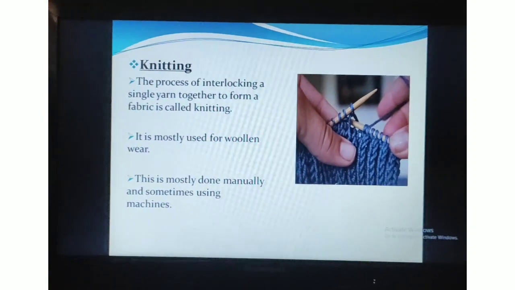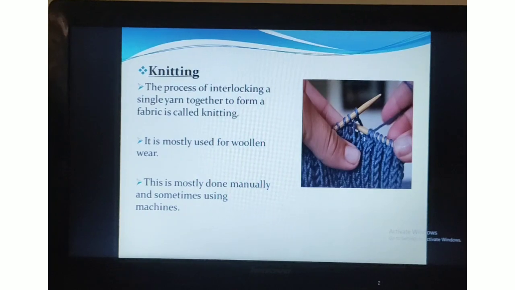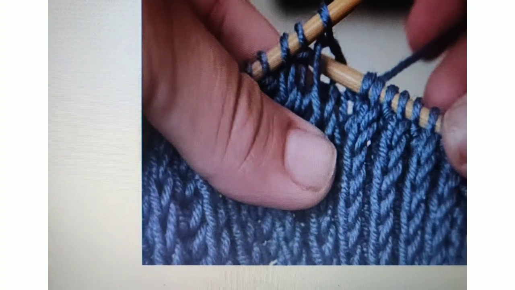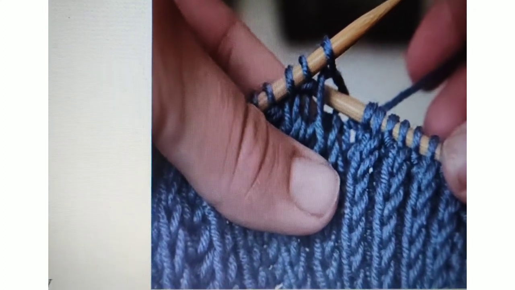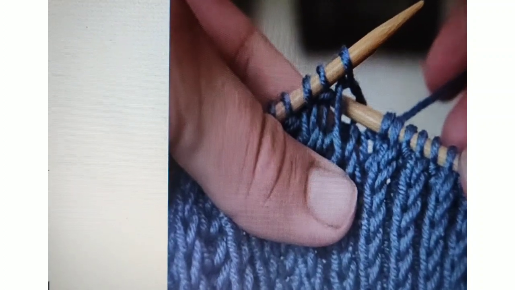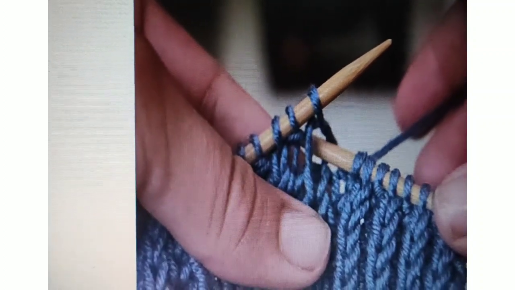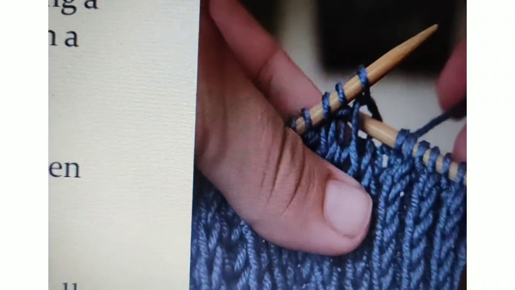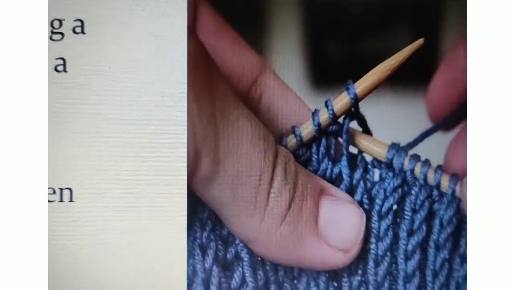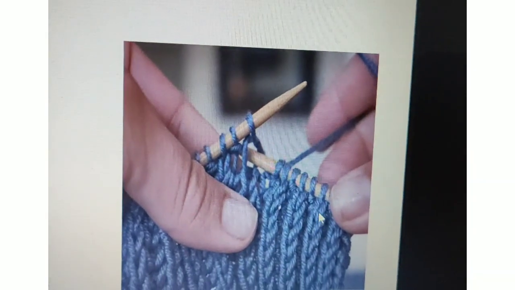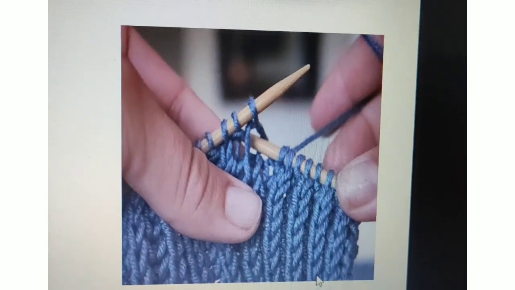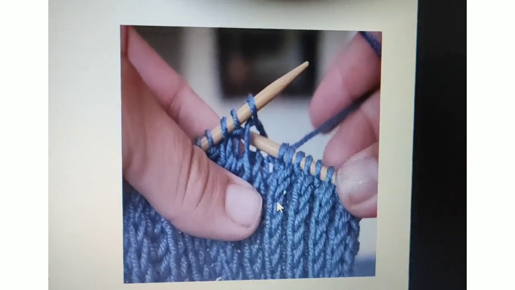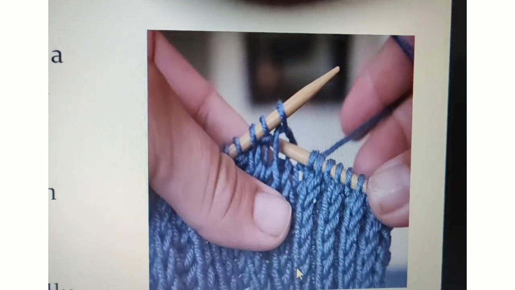The process of interlocking a single yarn together to form a fabric is called knitting. Over here inside the photo you observe that just one set of yarn is there. This set of yarn is interlocking with itself by forming different kinds of knots. These are nothing but the interlocking of just one single yarn by forming different kinds of loops and knots. So this process is known as the knitting process.